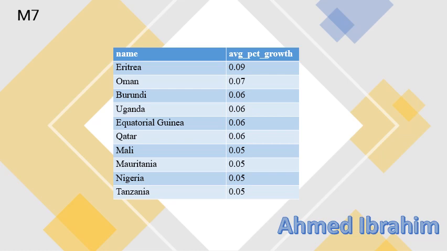To solve the question, I use the Urban total indicator to calculate the average percentage of growth for each country. The result is 211 countries, starting with Eritrea with a 9% average growth, followed by Oman with 7% average growth.